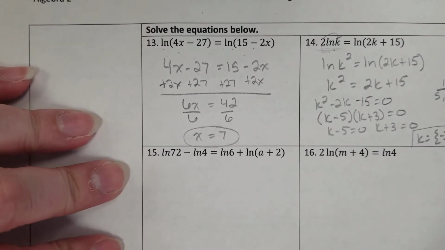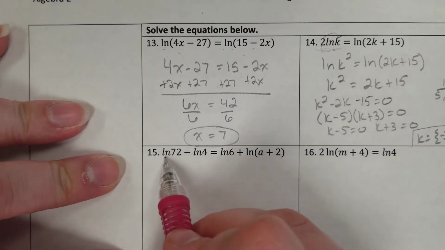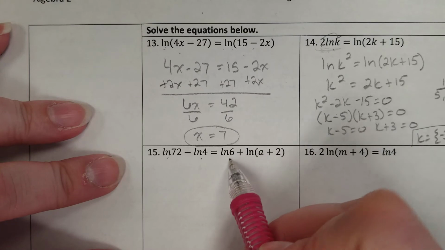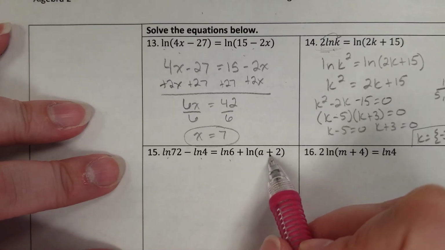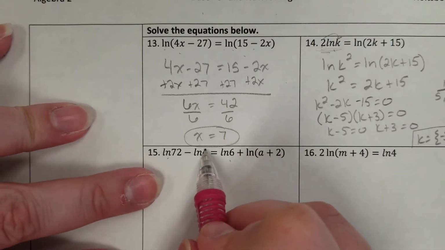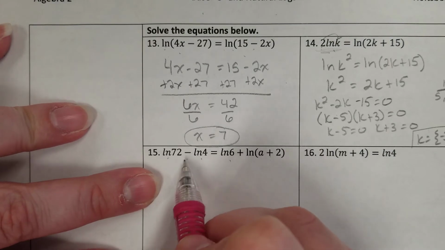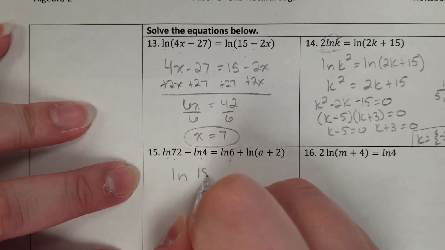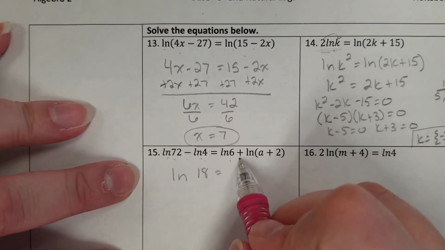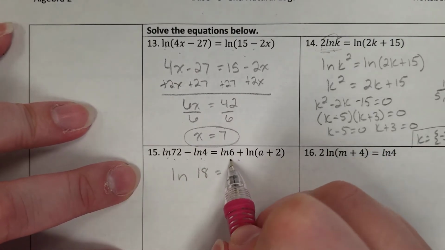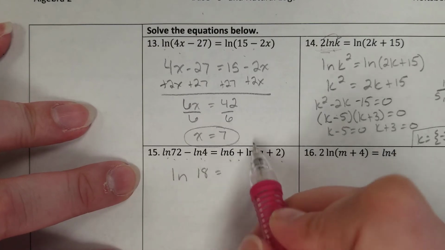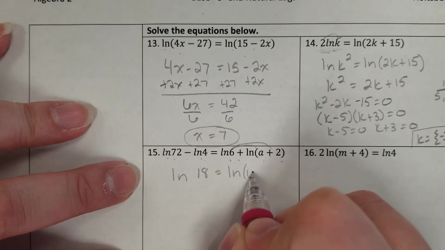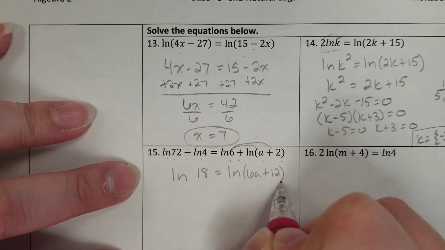All right, so for 15, we have a couple more steps in this one because we have the natural log of 72 minus the natural log of 4 equals the natural log of 6 plus the natural log of a plus 2. Let's start with this side. We have subtraction, so we're going to divide 72 by 4. So we have the natural log of 18 equals, and then this one is addition, so we're multiplying 6 times both of these. It's basically the distributive property. So it becomes the natural log of 6a plus 12.